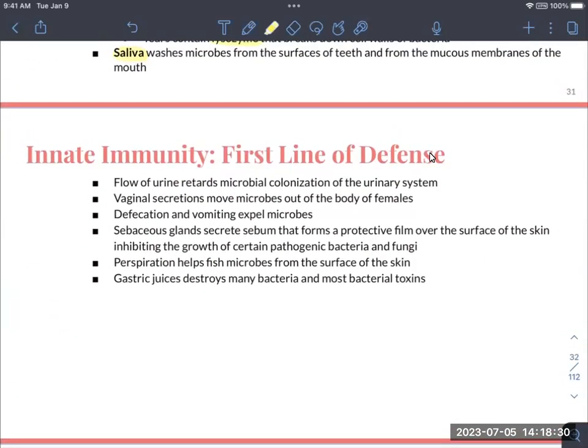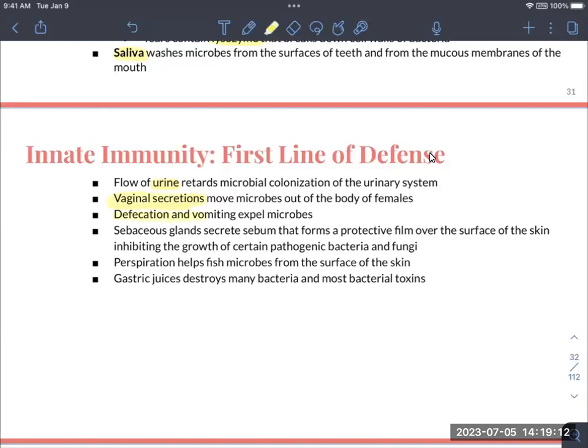So there's other things that our body uses to keep foreign substances out. Urine is pretty acidic. So urine, through that urinary system, prevents microbes from growing too much. It prevents overgrowth of specific microbes in that urinary tract. In females, vaginal secretions help to move microbes out of the body.